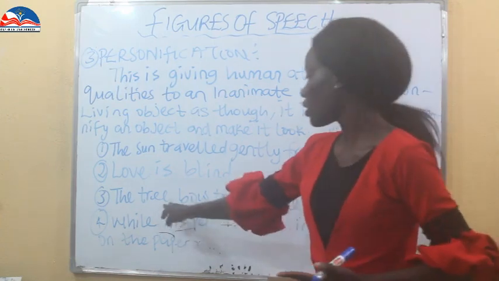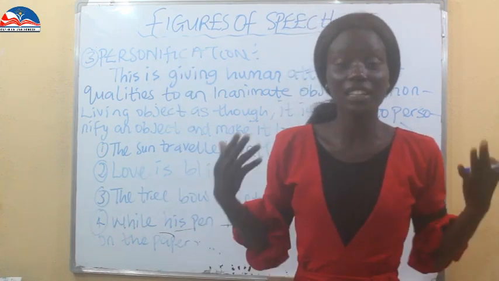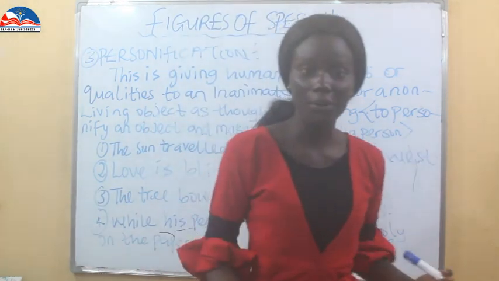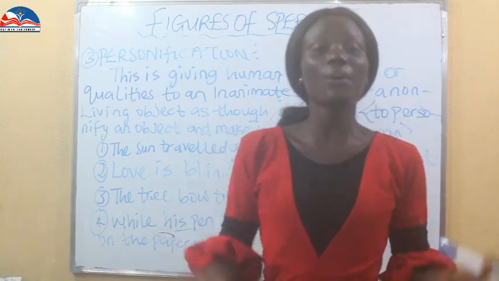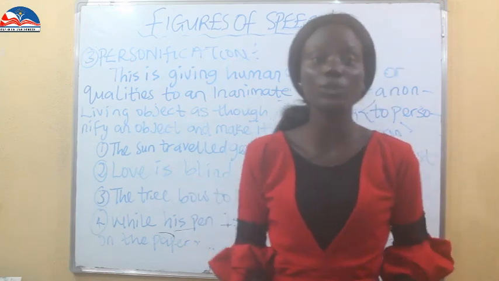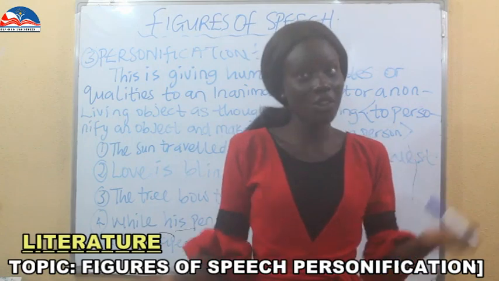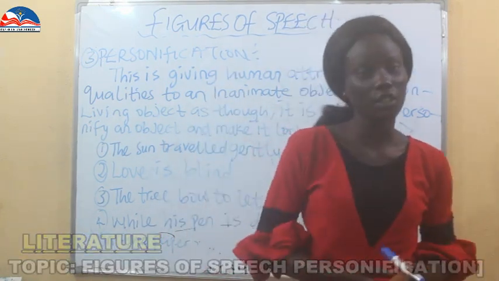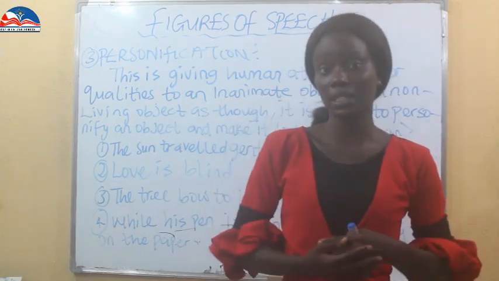The third one. The tree bowed to let the wind pass. Does a tree bow? The question is, does a tree bow? So it is a human attribute. It is a human that would bow. Now, when an attribute of a human is given to a non-living thing, we call it personification in literature. Now, the tree bowed down to let the wind pass. You'll be thinking, how will a tree bow down to let the wind pass? But that is a personification. When such words are used in a sentence, it is what's called personification.